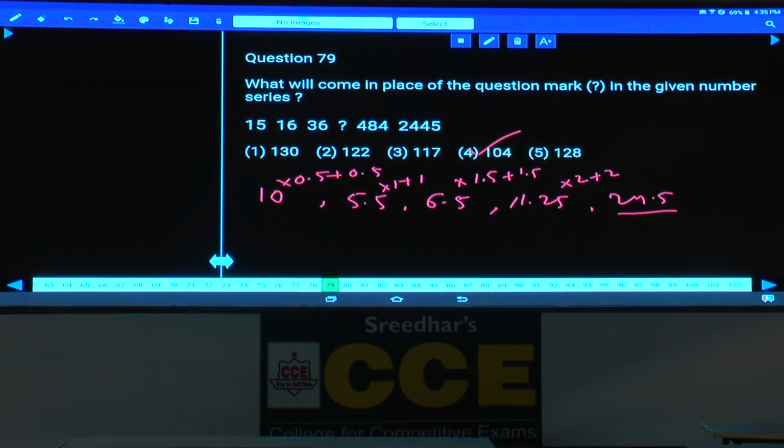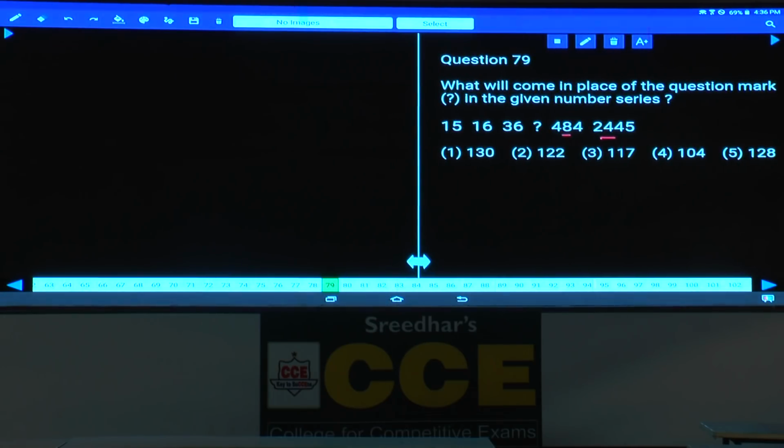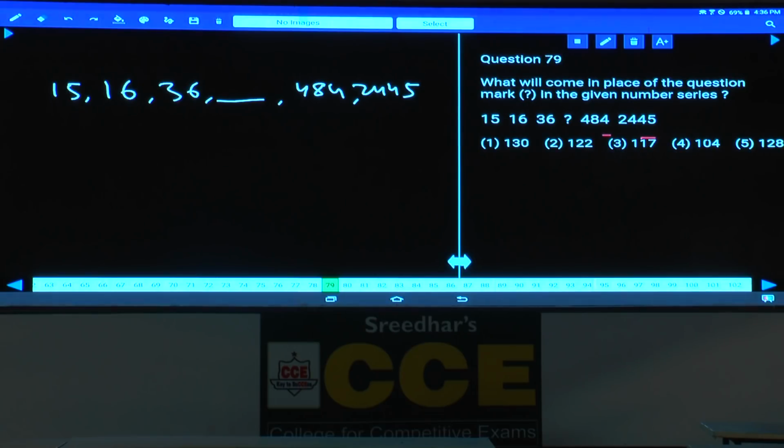Then 79. 15, 16, 36, blank, 484, 2445. Numbers suddenly increased. Hence, it must be under multiplication or combination. Now in this one, how can you express this one? Now again, in the case of combination, 15 and 16 cannot be related in the multiplication. Hence it must be under combination.